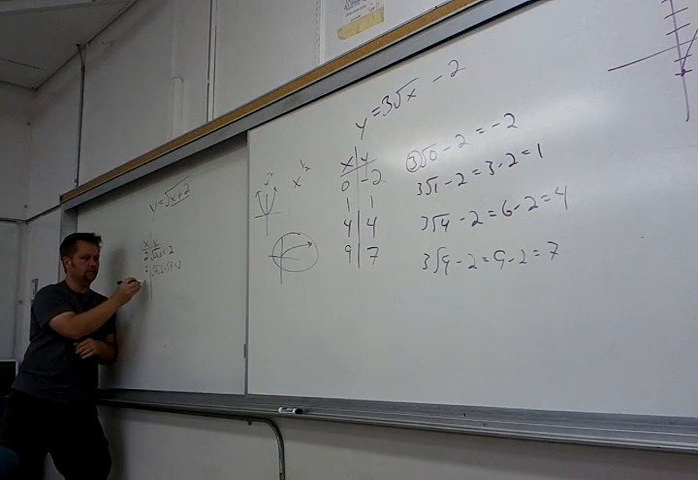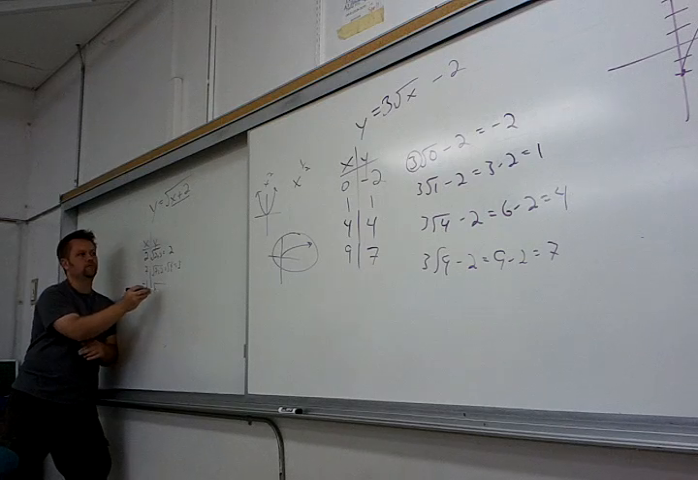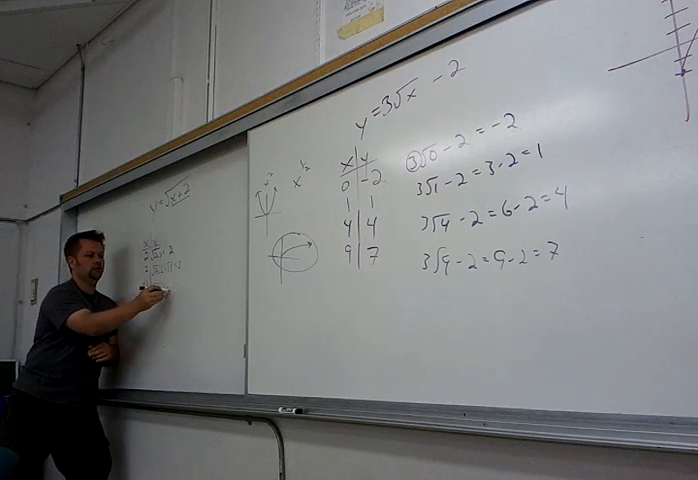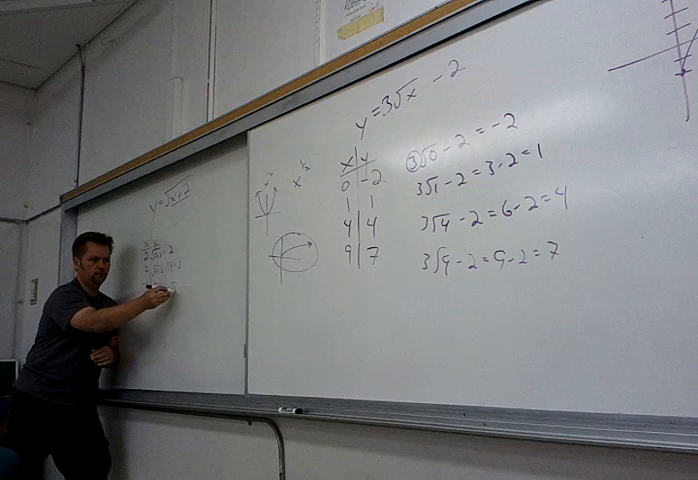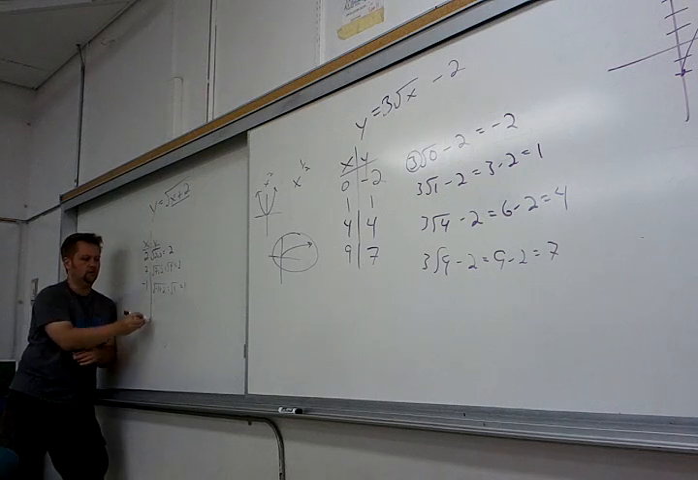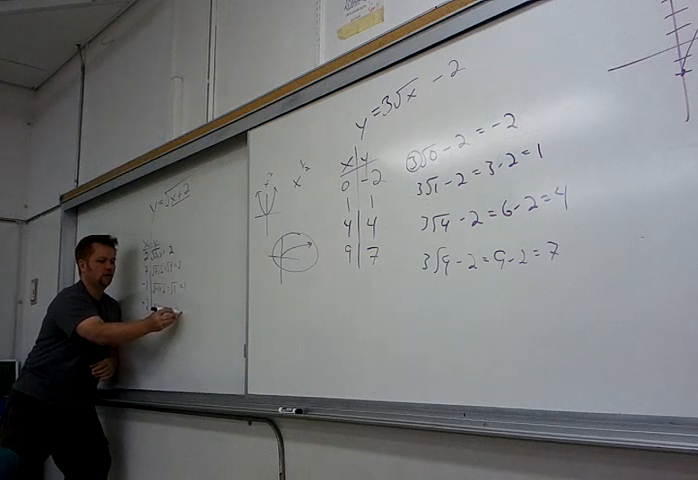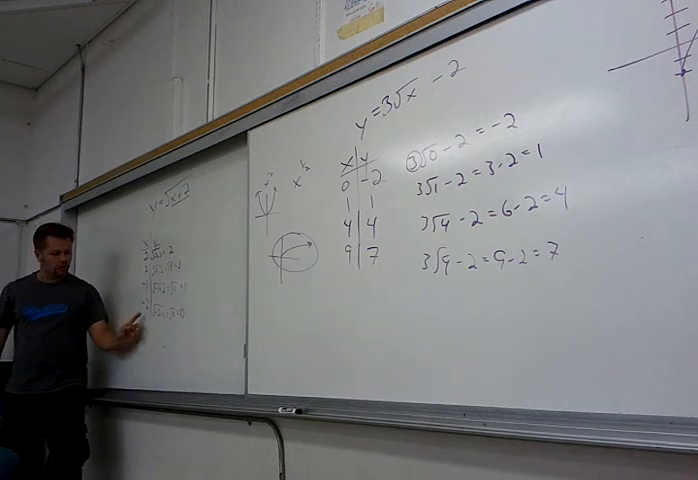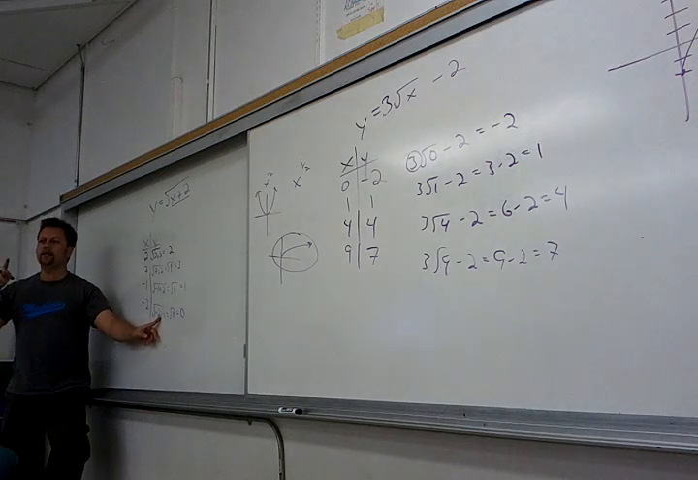Can't do it. I can do it. Negative 1. Negative 1 plus 2 is 1, square root of 1 is 1. What about negative 2? It'd be 0, square root of 0, which is 0. Can I do anything below negative 2? No. You guys see why? Anything below negative 2 is going to make the inside negative.